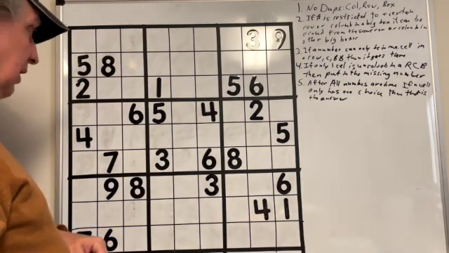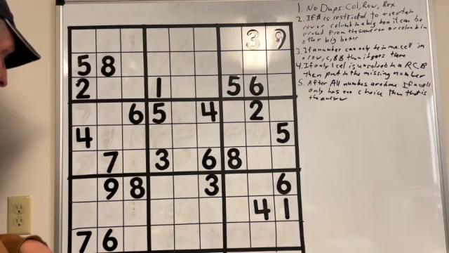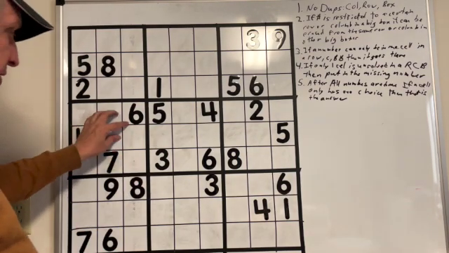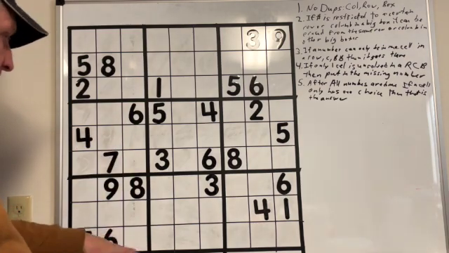Boy, I'm not having a lot of luck getting some obvious solves here. 3 coming across here, that leaves a bunch at the top. 3 coming across here leaves a bunch on the bottom.